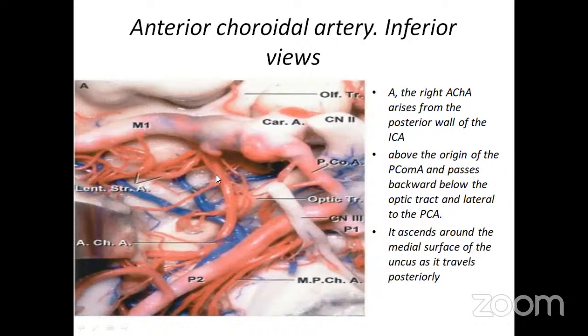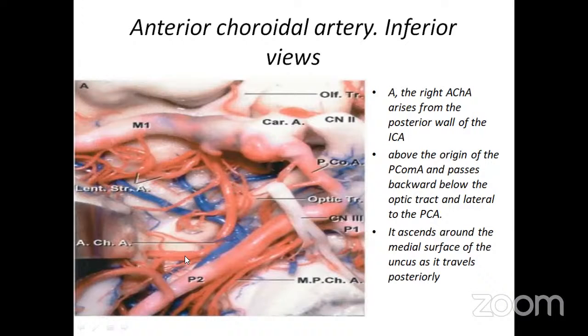This is the anterior choroidal artery that arises from the posterior wall of the ICA, and it arises above the origin of the posterior communicating artery. It passes below and backward the optic tract. This is the optic tract. It passes below and behind the optic tract and lateral to the PCA. This is the PCA. So it's lateral initially to these structures, lateral to the optic tract initially, and it ascends on the medial surface of the uncus and it travels posteriorly.